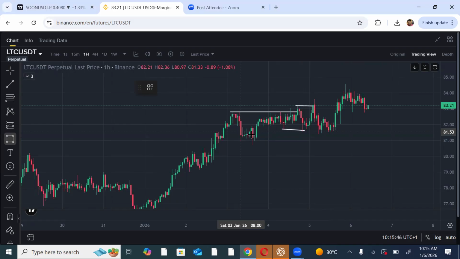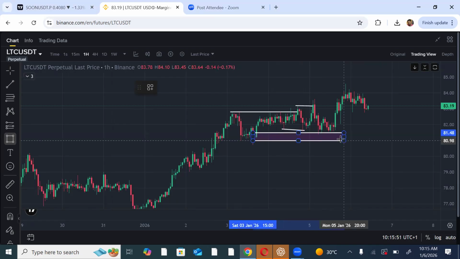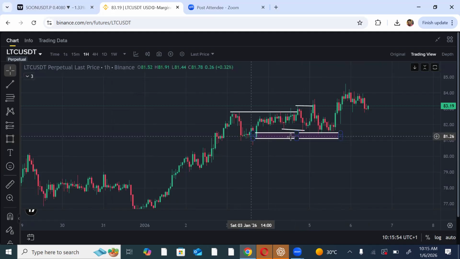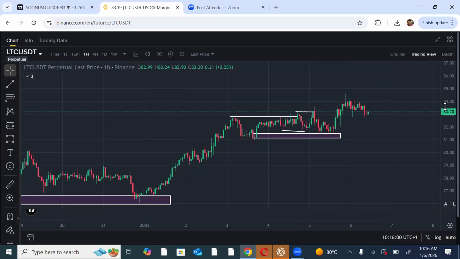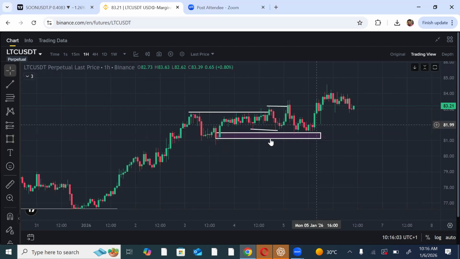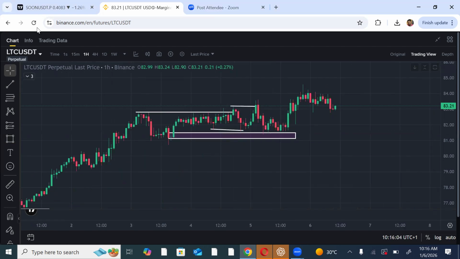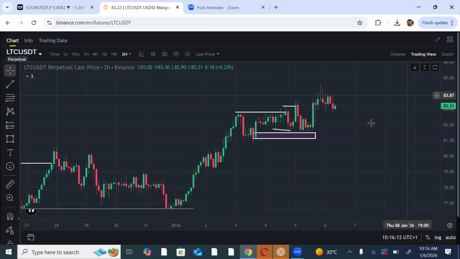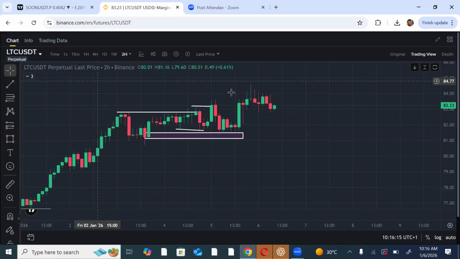It came back here and tapped into this other block. On the lower time frame, you see that there was another block here. It tapped into this other block and then moved. Now, this is another trade setup that can be employed. Let's put it on 2-hour time frame so that you can easily see it, you can spot it.